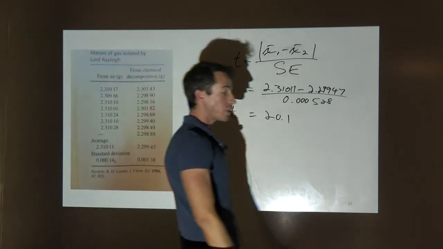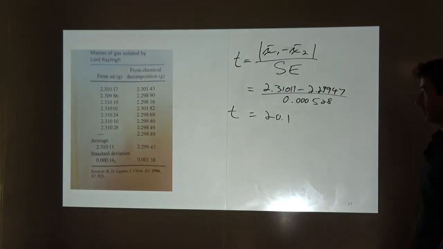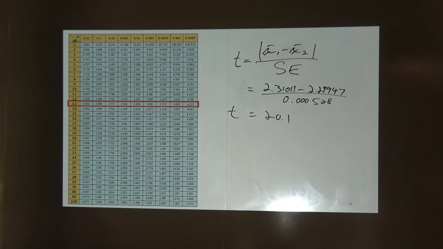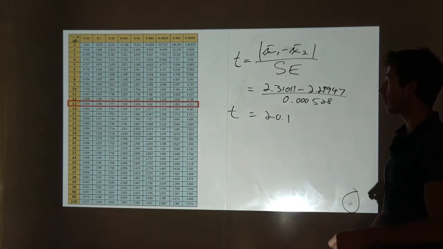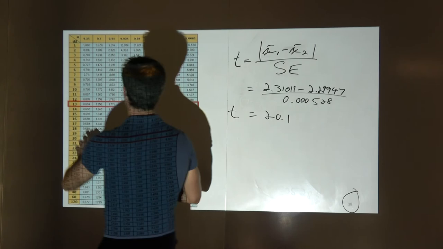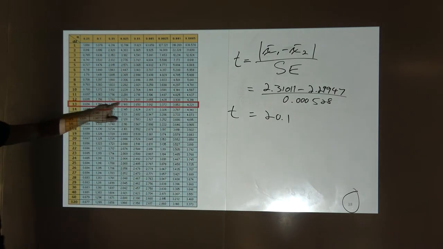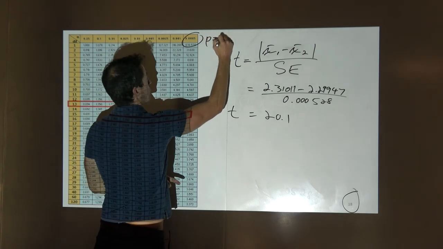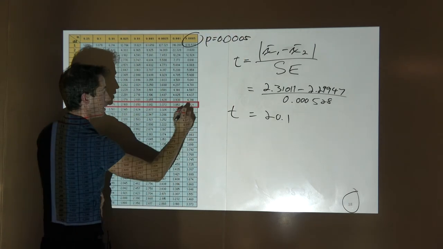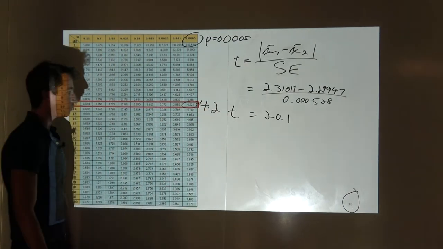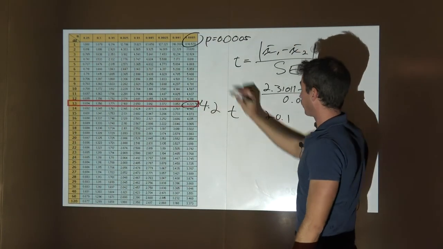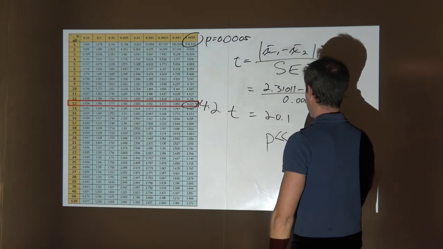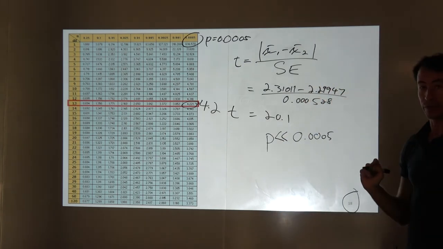Okay, so what does this tell you? Somewhat significant, very significant, not at all significant. Let's pull up our old friend, the t-table. Of course I'm going to post these slides. We're now on slide 18. If you can't read this, if we come all the way out here to P equals 0.0005, the t statistic here is 4.2. So we're way past that. We're way significant. So P is much, much less than 0.0005. So very, very, very significant.